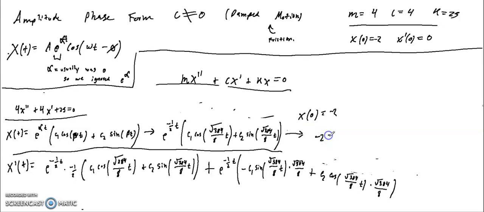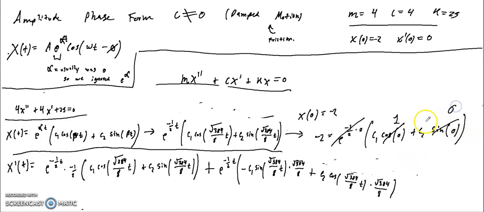So negative 2 equals e to the negative 1/2 times 0. So this actually just goes away, it's 1, times c1 cosine of, well, this times 0 is 0, cosine of 0, plus c2 sine of that times 0 is 0, and this just equals 1, and this is 0. So we're just left with negative 2 equals c1. So that was pretty easy.